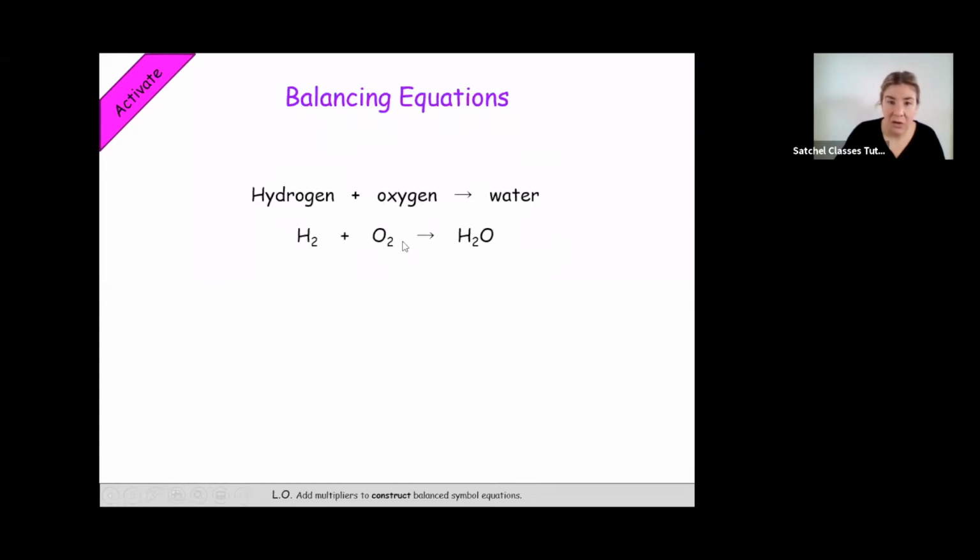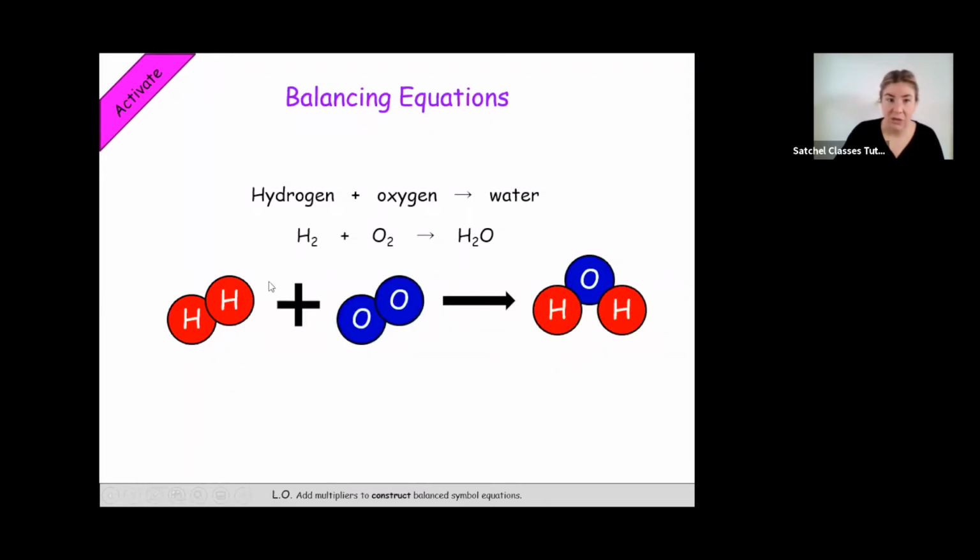Remember, everything on this side of the equation must equal everything on this side of the equation. So let's look at this visually, all right? This is just a visual representation of the symbol equation above. 2 atoms of hydrogen, 2 atoms of oxygen, and this is a molecule of water, yes? 2 of hydrogen and 1 of oxygen. Now, what I can do is put multipliers, or big numbers, in front. So I could put a big 2 or a big 3 or a big 4.